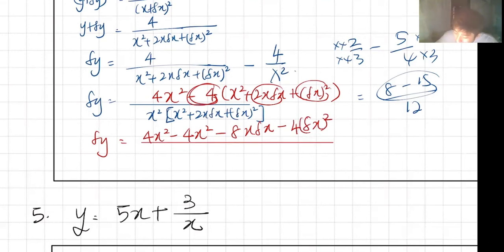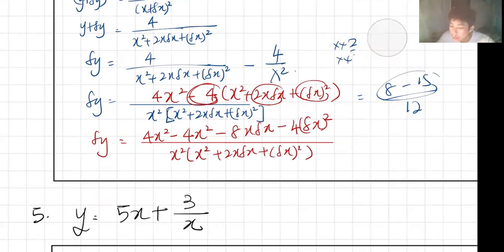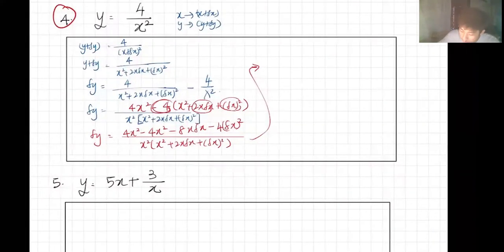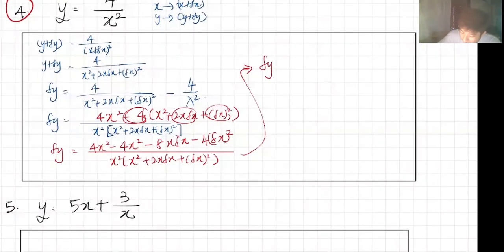the bottom thing, which I just leave like this so it doesn't matter: x squared plus 2x delta x plus delta x squared. Don't be scared of the complication here, okay? Why? Because later when we substitute delta x with 0, a lot of things will disappear and it will look beautiful. Okay, so we move up here. So we have delta y on the left hand side. On the right hand side, you see this is 4x squared minus 4x squared.